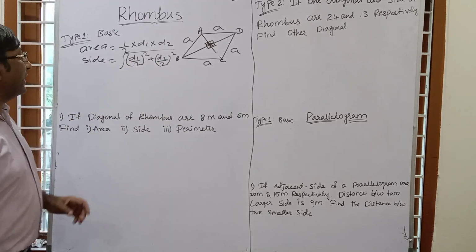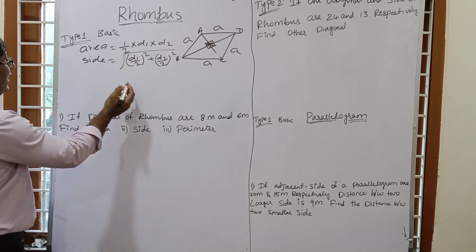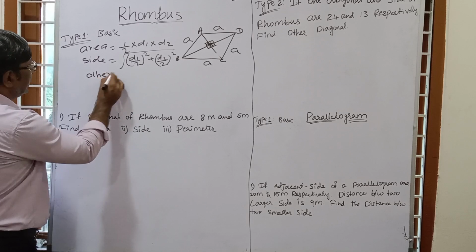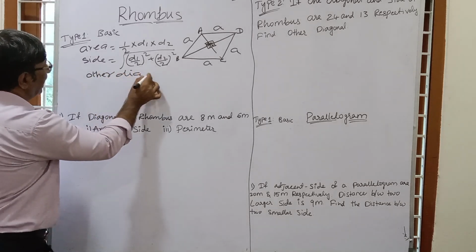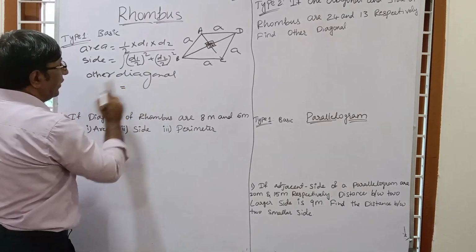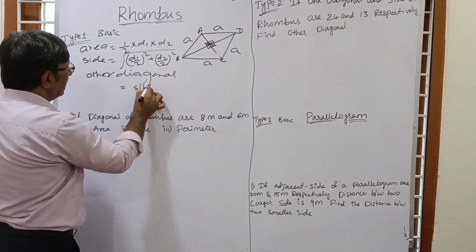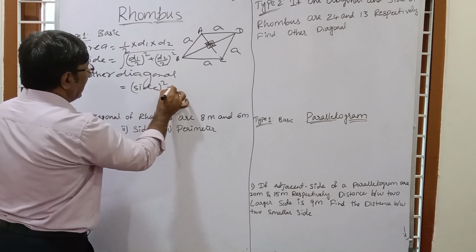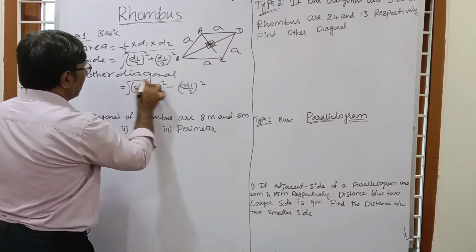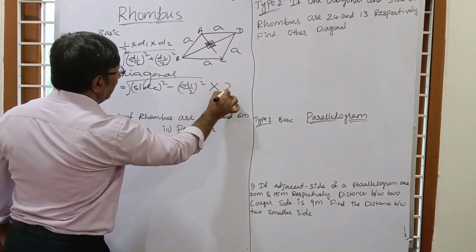This is your side. And in the same way, suppose we have to find the other diagonal. So the next basic formula is what? The other diagonal equals what? Side square minus diagonal 1 by 2 whole square, root under, and the answer multiplied by 2.